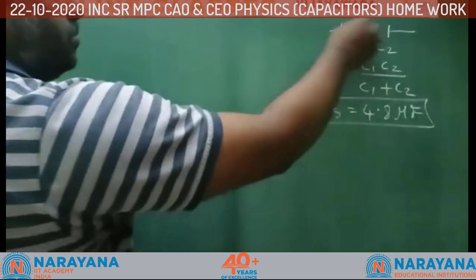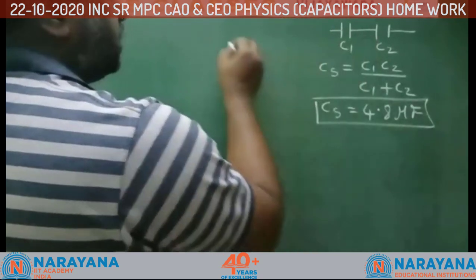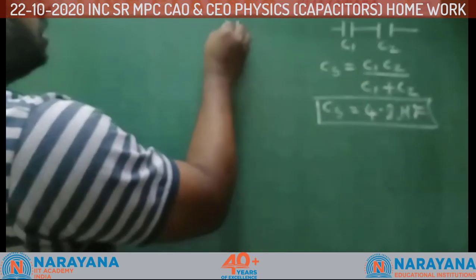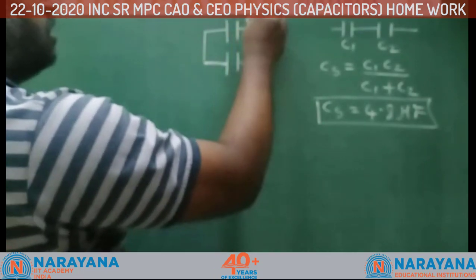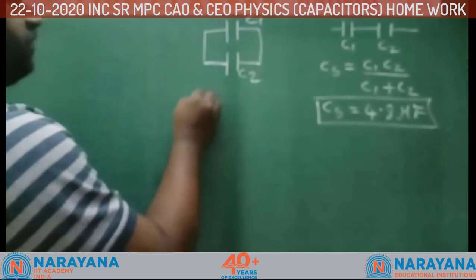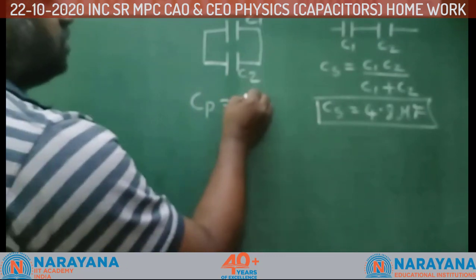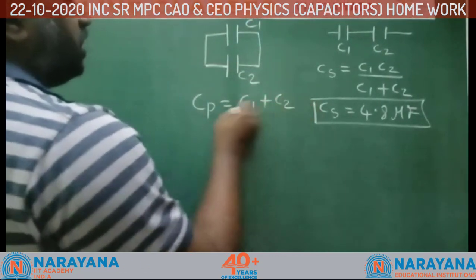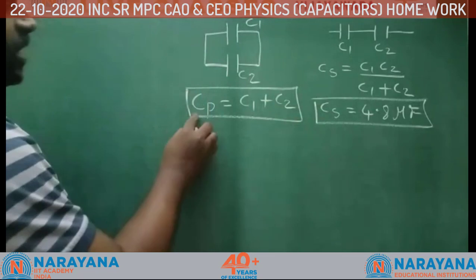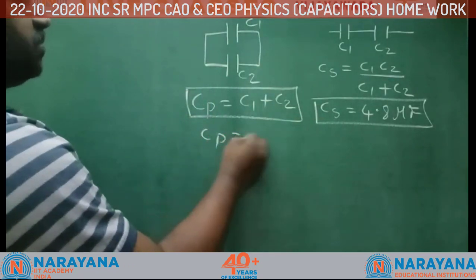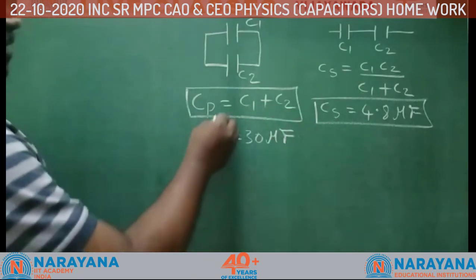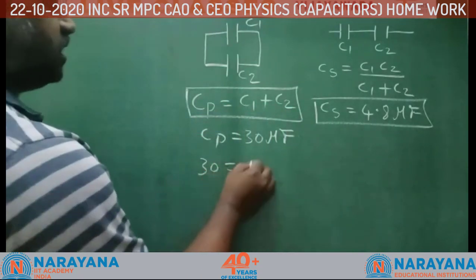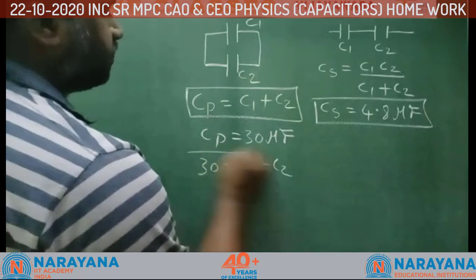And the same two capacitors are arranged in parallel. That means this is a combination of two capacitors in parallel, C1 and C2. Then the effective capacitance Cp is equal to C1 plus C2. We are given that for this parallel combination the effective capacitance Cp is equal to 30 microfarad. So we can write this equation as 30 is equal to C1 plus C2.